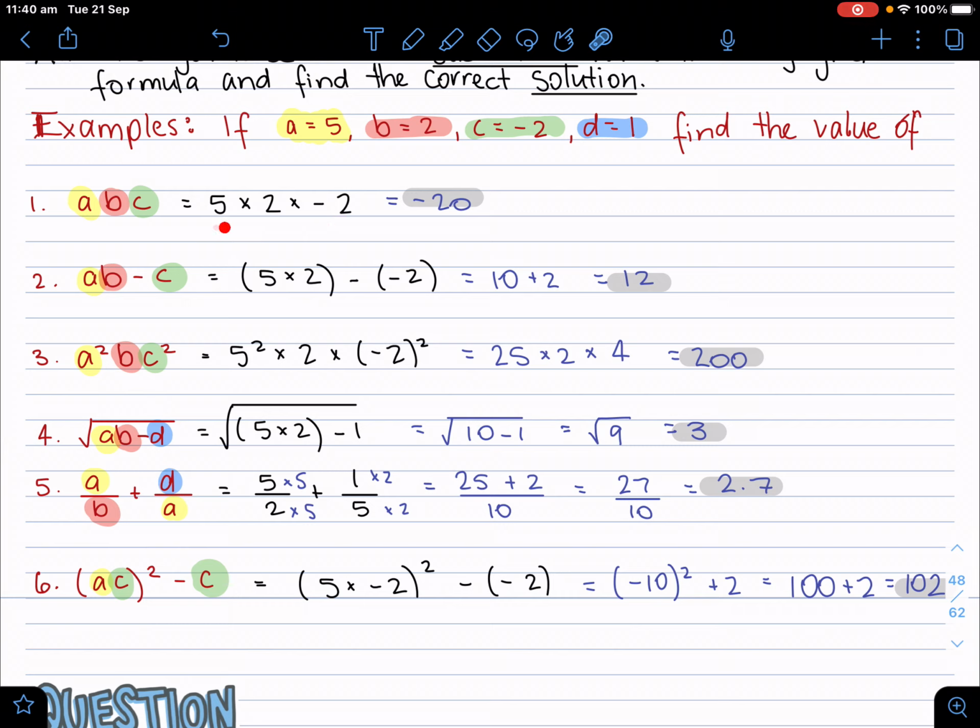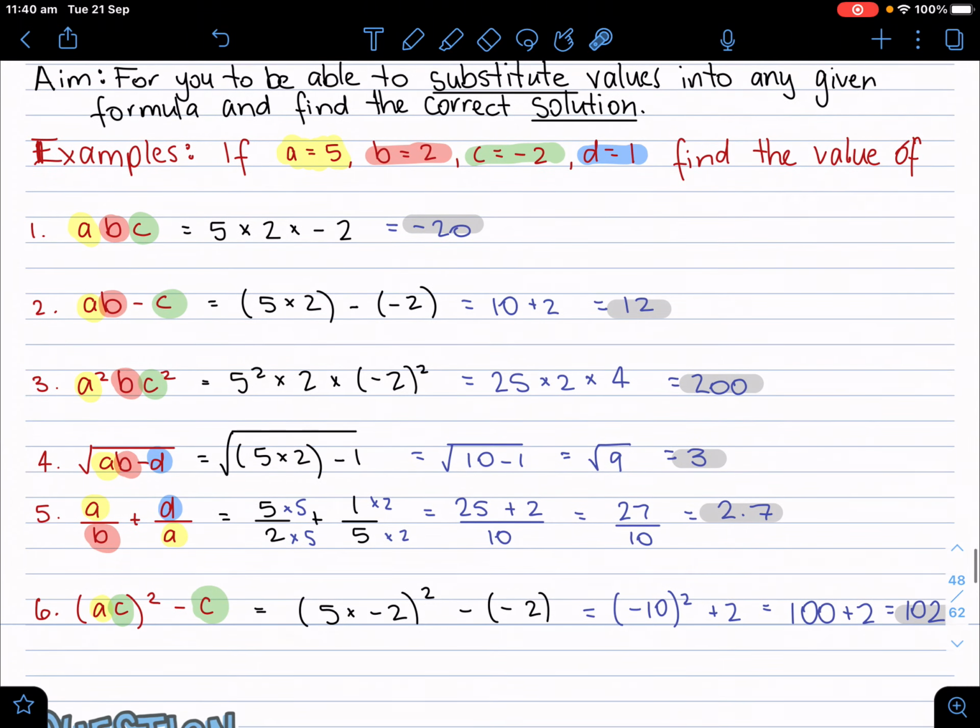When I work that out, I simply type it in the calculator, or you can work it out manually as well. Then you get negative 20, because 5 times 2 is 10, and 10 times negative 2 is negative 20. Let's go on to example 2.